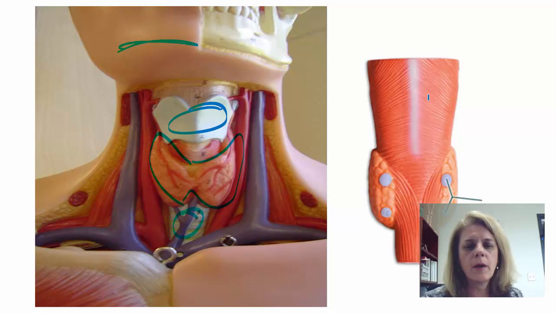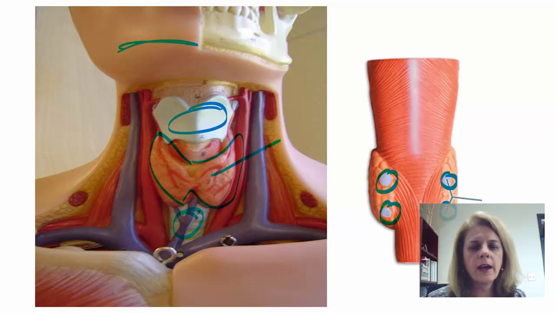This is a posterior view, so on the back side of the thyroid, you have your parathyroids, and they're embedded into the back side of the thyroid gland. So name this organ thyroid, name these organs parathyroid.